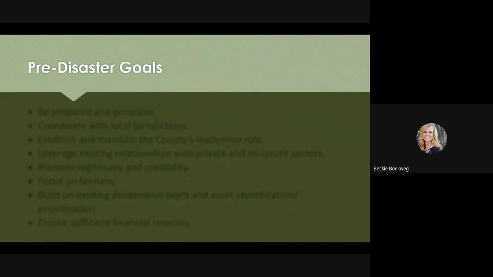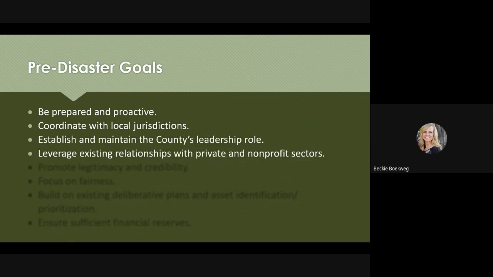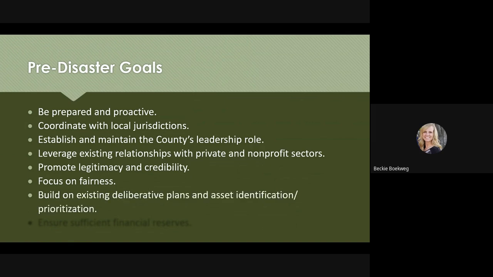There are pre-disaster goals and post-disaster goals. We won't go into detail about all of them, but here are just a few. The pre-disaster ones are: be prepared and proactive. Coordinate with local jurisdictions. Establish and maintain the county's leadership role. Leverage existing relationships with private and nonprofit sectors. Promote legitimacy and credibility. Focus on fairness. Build on existing deliberative plans and asset identification and prioritization, and ensure sufficient financial reserves.